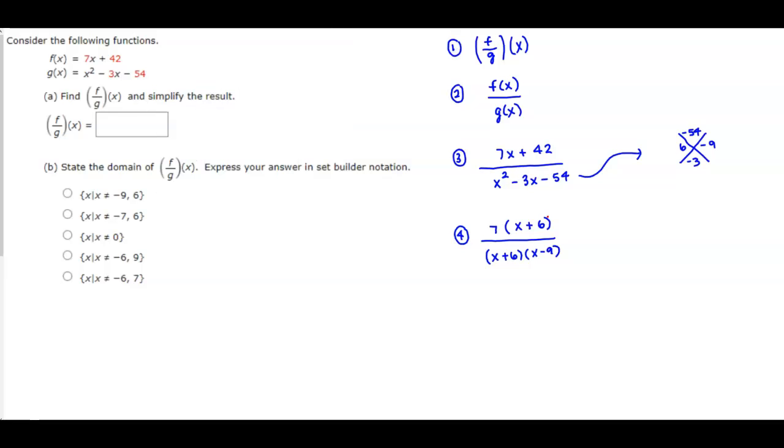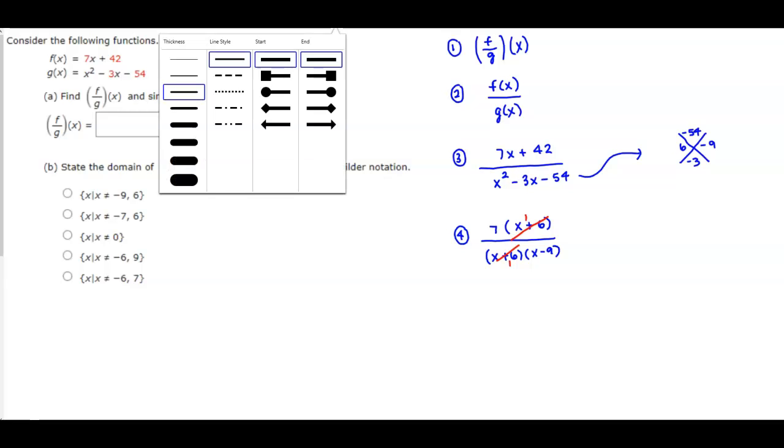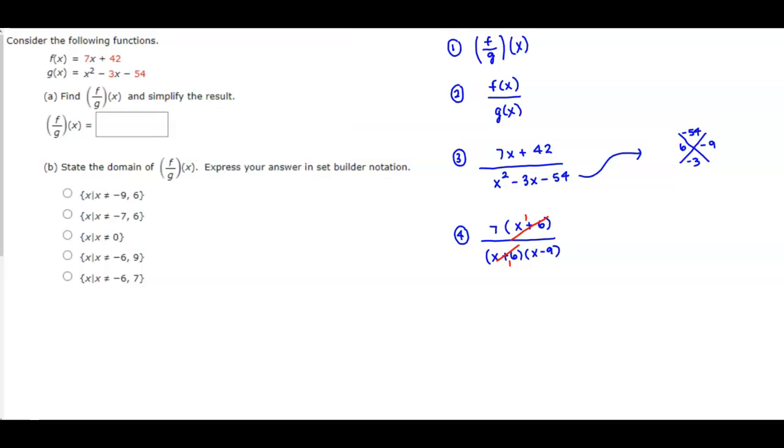And so now we can simplify the x plus 6. And so therefore, we have 7 over x minus 9. So therefore, the solution here is 7 divided by x minus 9. Okay, so this is part A.